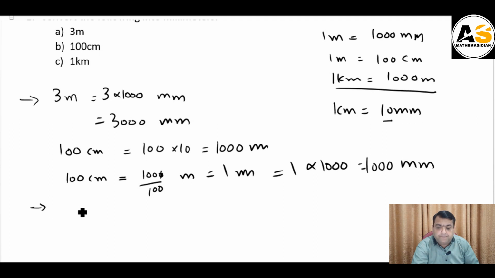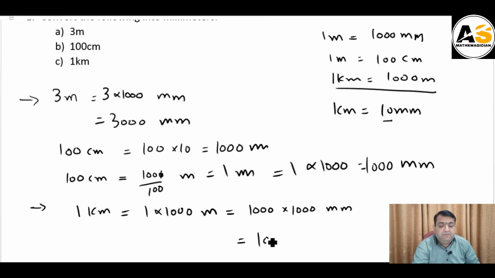The third part is 1 kilometer, and we have to convert it into millimeters. Can I write this as 1 into 1000 meters? Because 1 kilometer is equal to 1000 meters. Now it is converted into meters. Now 1 meter is equal to 1000 millimeters. So I will again multiply it with 1000 and we will convert it into millimeters.